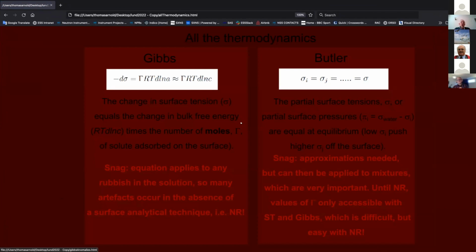Right, okay. So you can certainly read the two equations. On the left-hand side is the Gibbs equation, and it's very simple. The surface tension is sigma. What that says is that the change in the surface energy on the left is equal to the free energy change of the bulk, which is the RT d log C, times how much material you transfer to the surface. It's a really simple equation of two free energies.